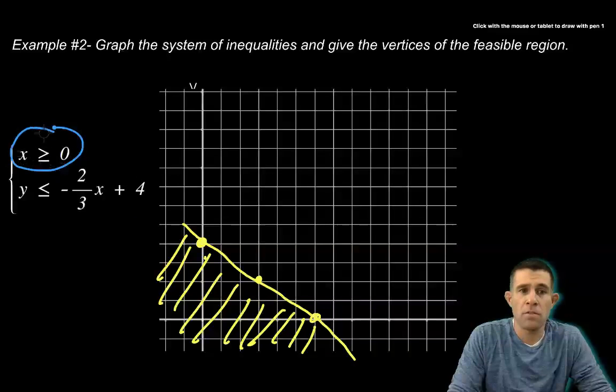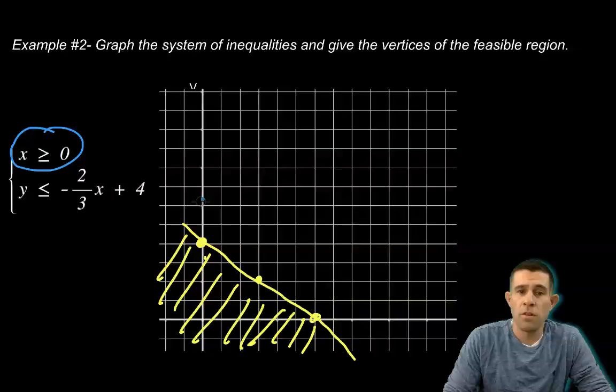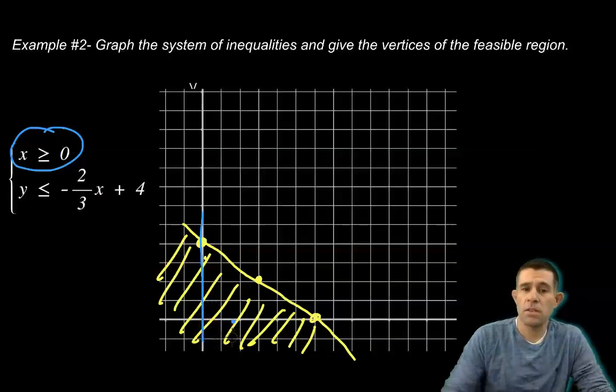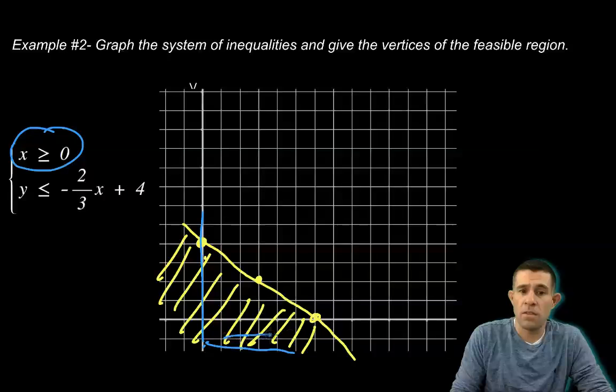We want all the x's greater than or equal to 0. So that indicates everything to the right. So that is everything even below the x-axis, but just till we get to that line there and away from the y-axis. So you can see where these two overlap.